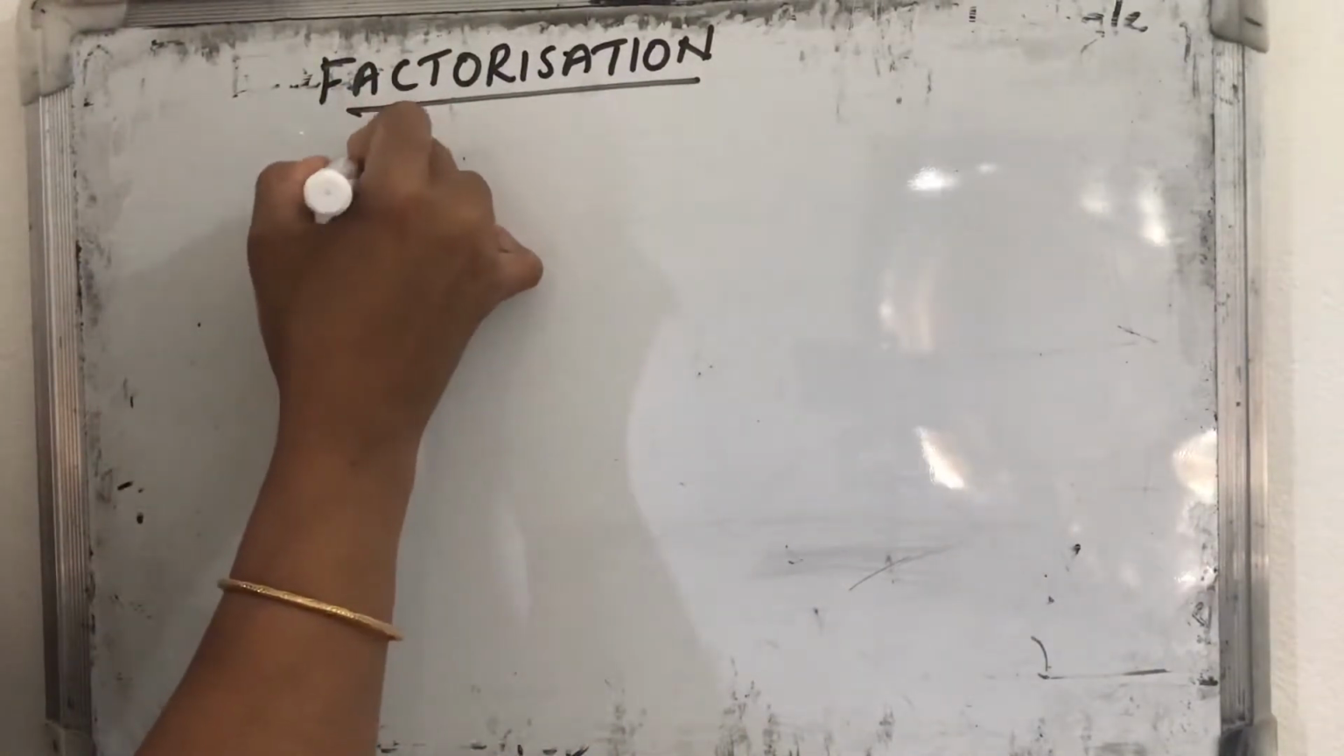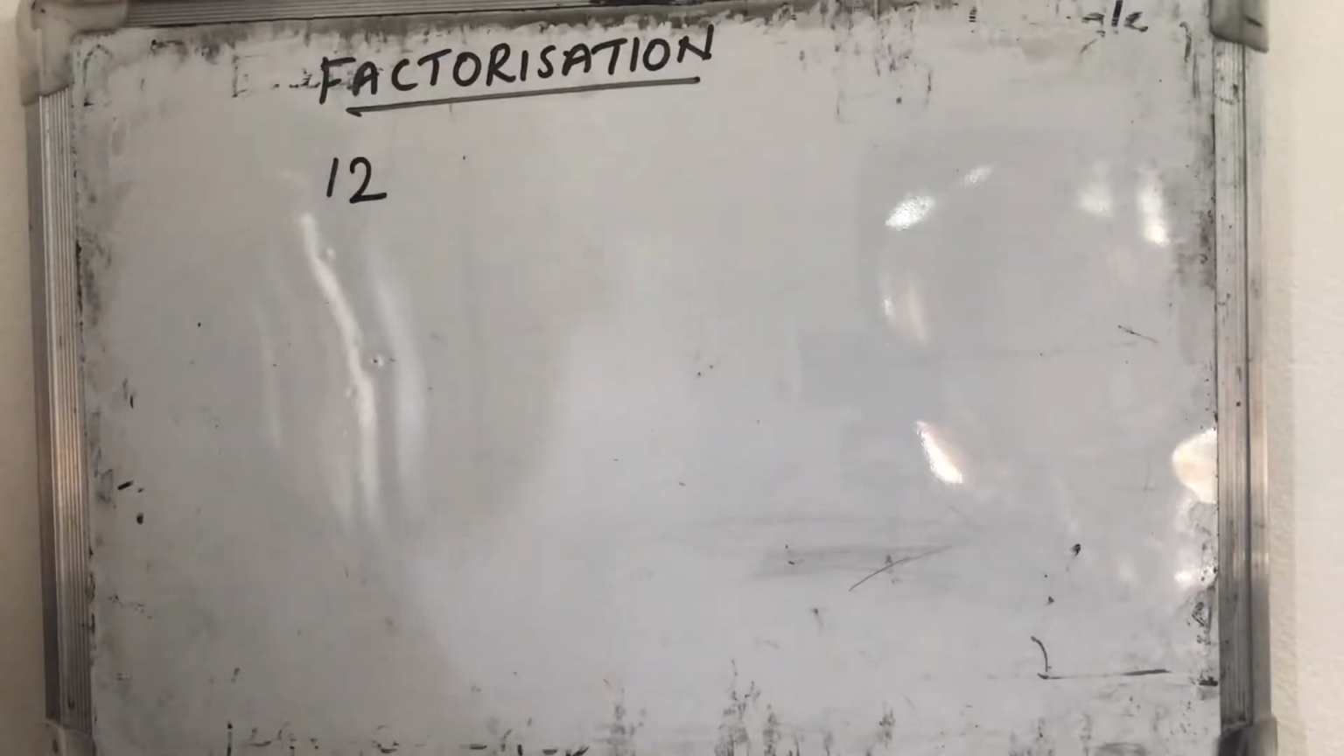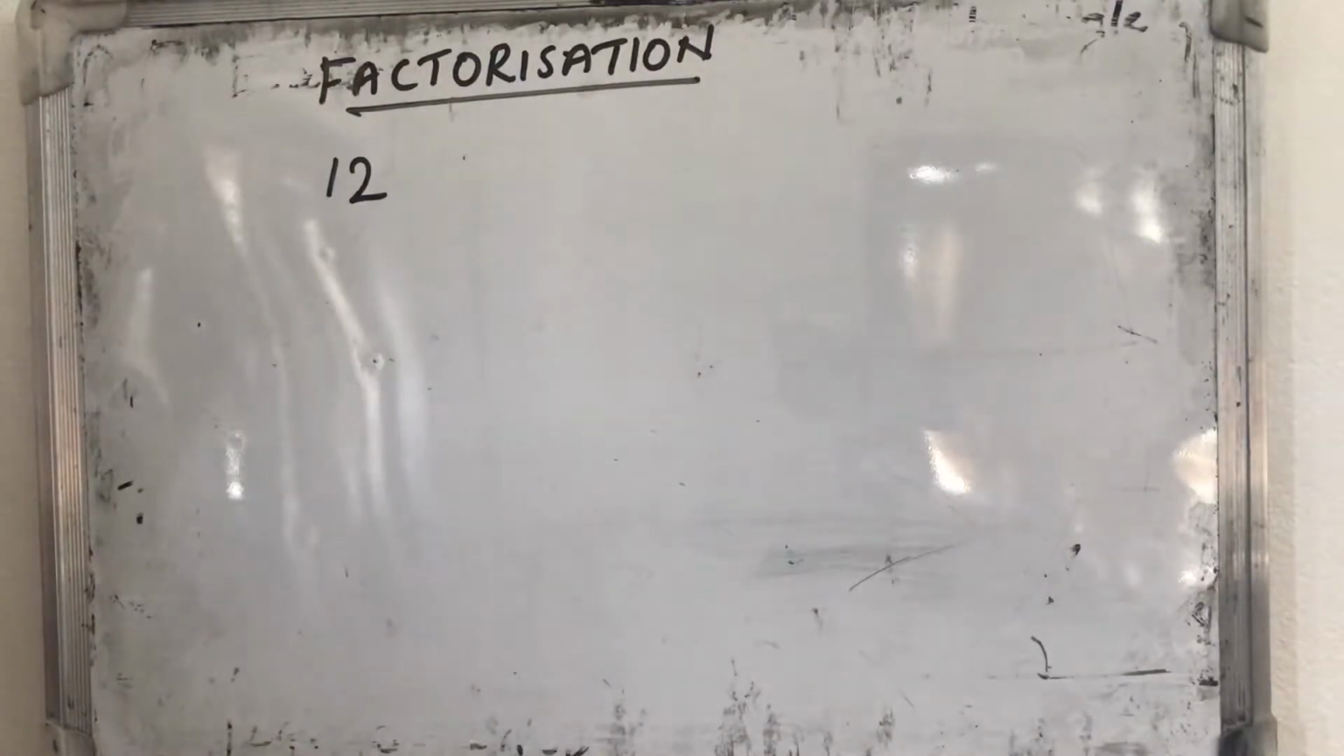Today we can start the next chapter, factorization. In the case of numbers, we already know what is meant by factorization. If you have any number, say 12, how can you factorize 12? What is meant by factorization? Factorization means we write the given number as a product of its prime factors.